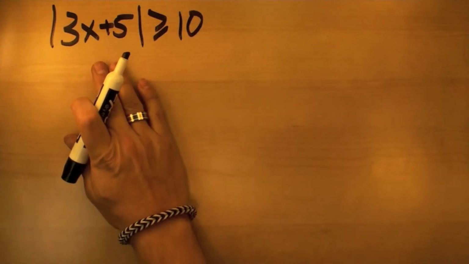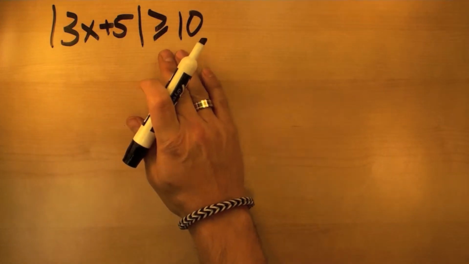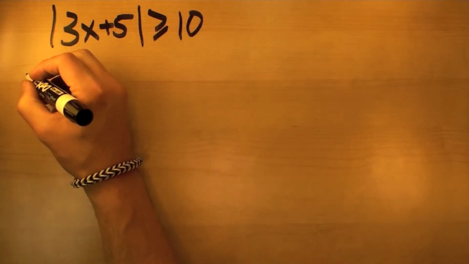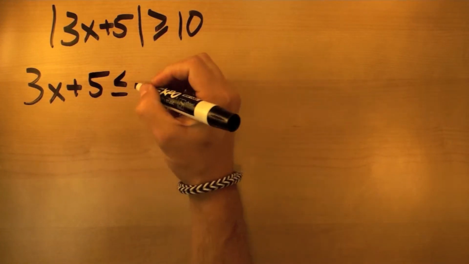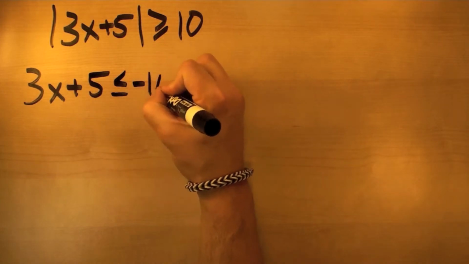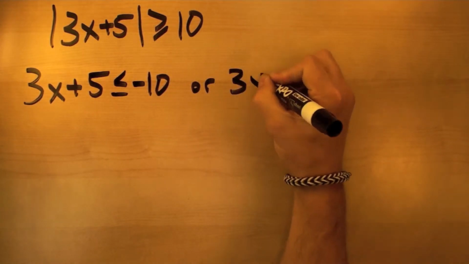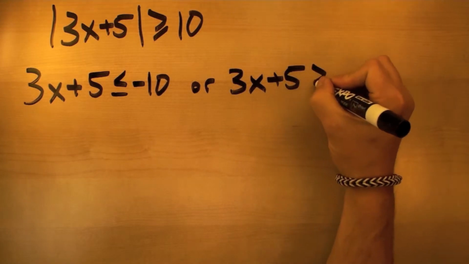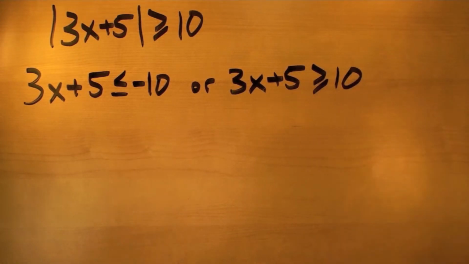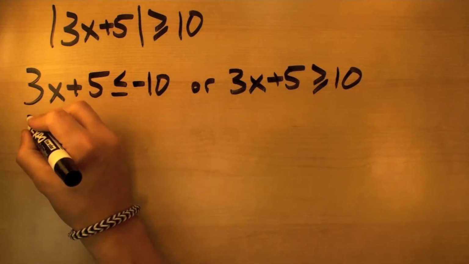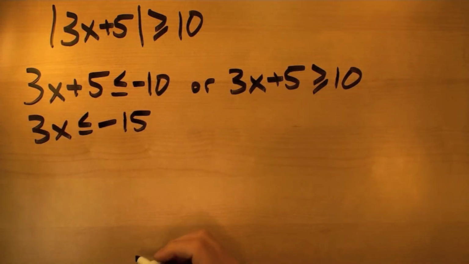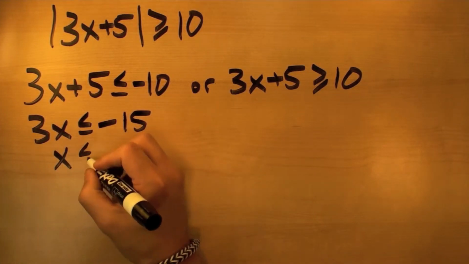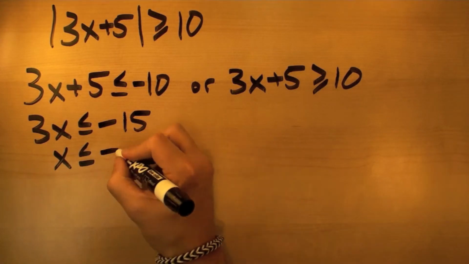Now we're ready to turn to our rule for interpreting absolute values greater than a number. So this means that 3x plus 5 is less than or equal to negative 10, or 3x plus 5 is greater than or equal to positive 10. And now we solve each of these inequalities. So subtracting 5, we get 3x is less than or equal to negative 15. Divide by 3, x is less than or equal to negative 5.